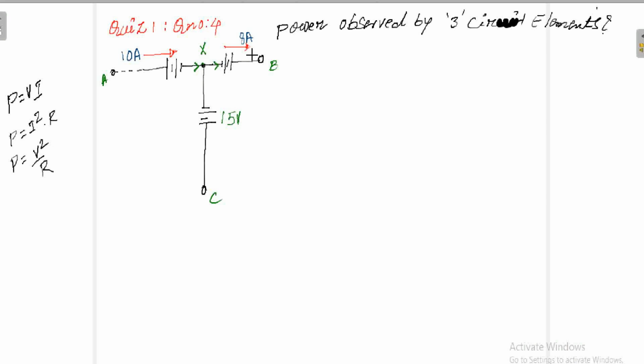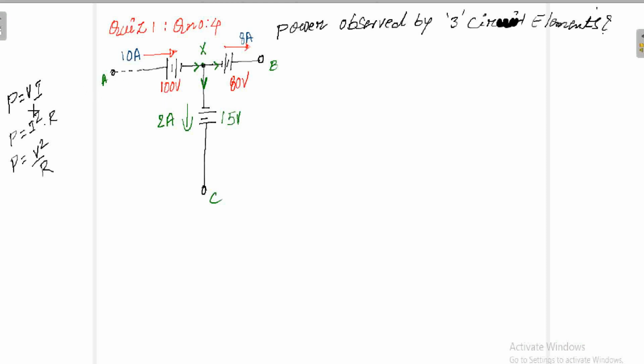Then what about the 2 amperes? That is flowing in this branch. From the observation we have to write 2 amperes current flowing here. So 10 amperes current coming and it is divided among the two branches. From X to B 8 amperes, from X to C 2 amperes. Here the values are given in the question. This is your 100 volts and this is your 80 volts.